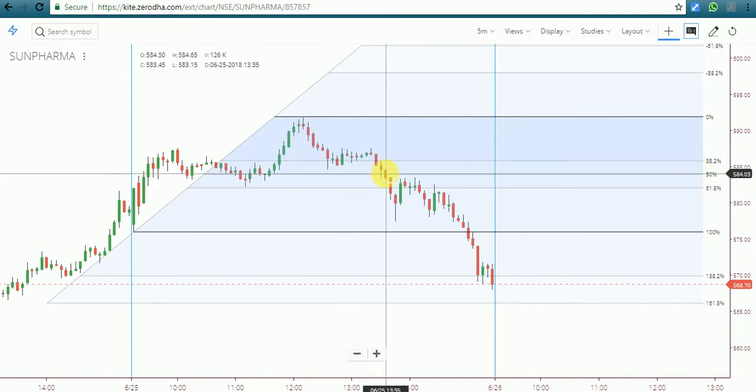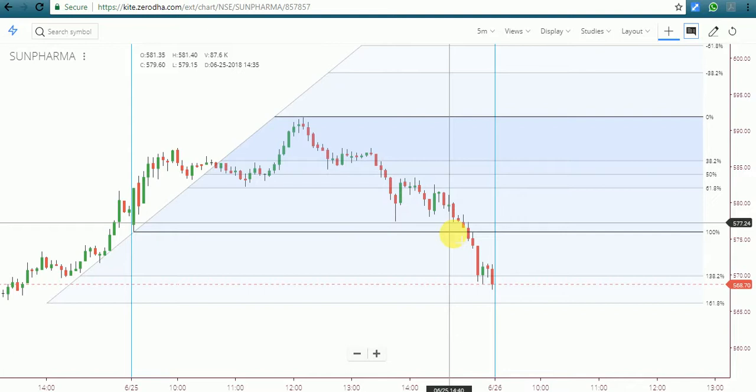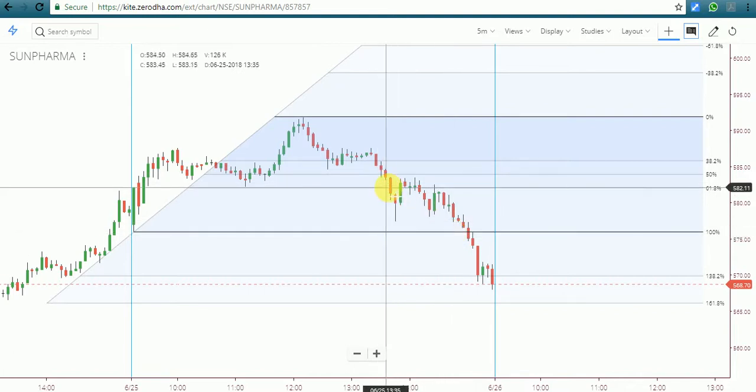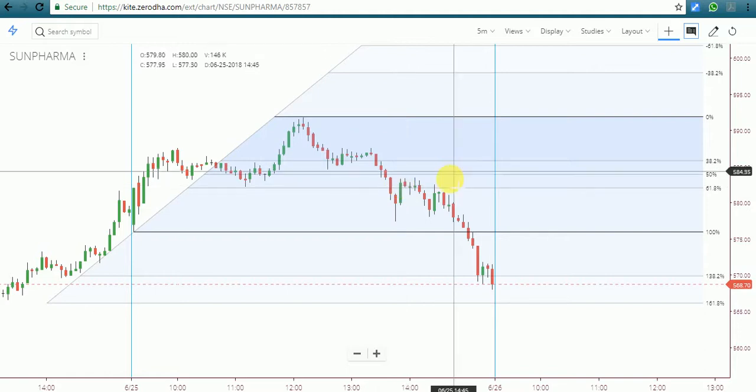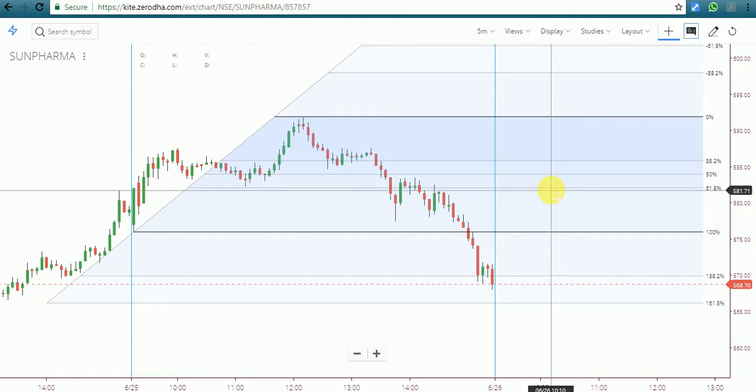But what happens here is it again gave a rejection, and it continues falling down. Most of the time, some people respect only some levels. They are not respecting the 50% level or 32%. They are working based on certain levels. There are a lot of levels in Fibonacci also.